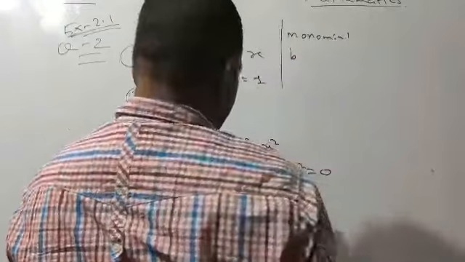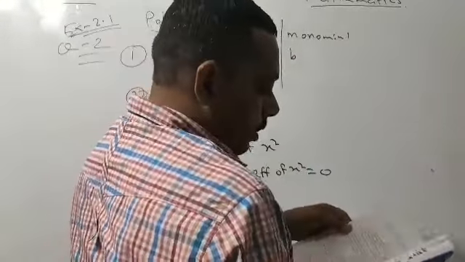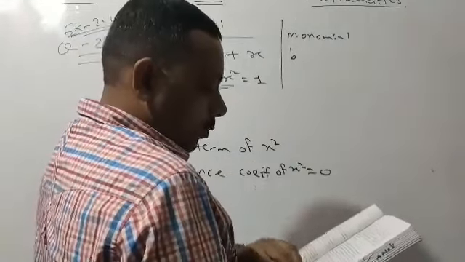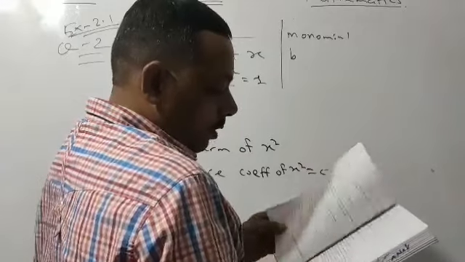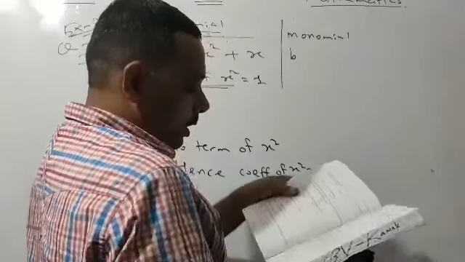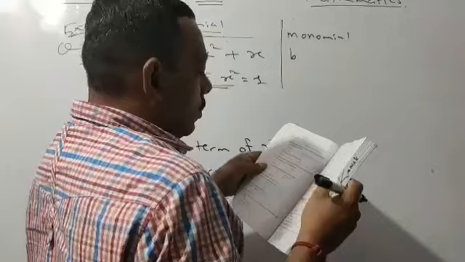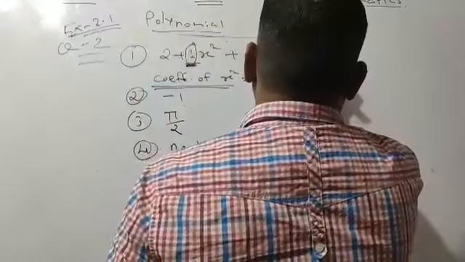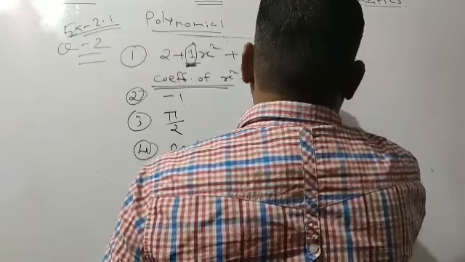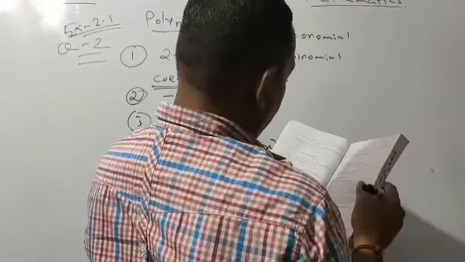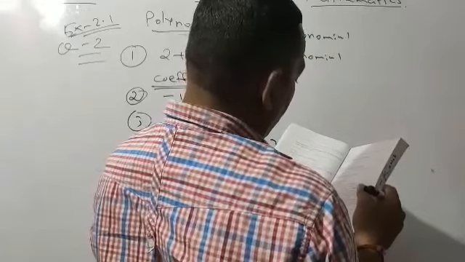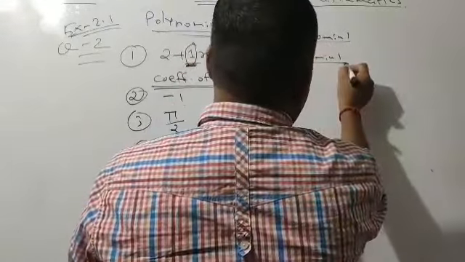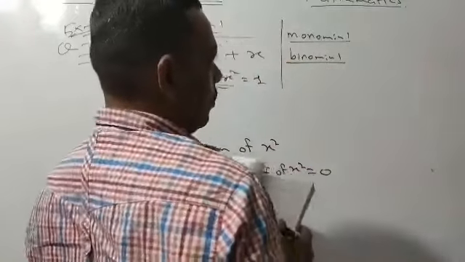Two terms is considered binomial, and three terms is considered trinomial. So three terms, then trinomial; one term, then monomial; and two terms, then binomial. But in your textbook, the questions are only on binomial and monomial. So we will discuss only monomial and binomial. But one more thing is there, that is trinomial.